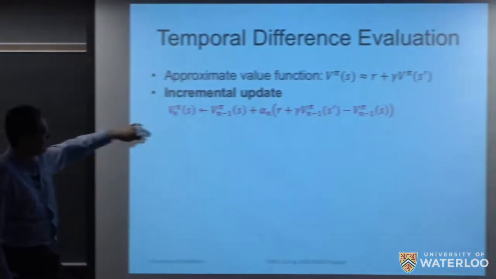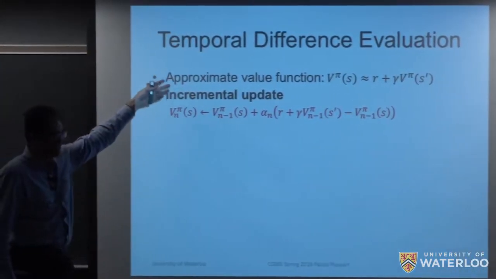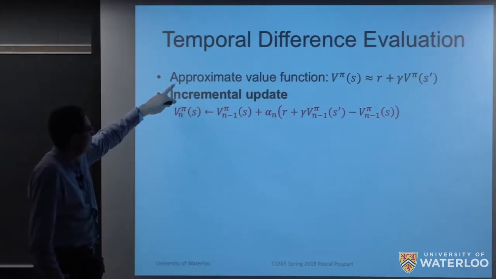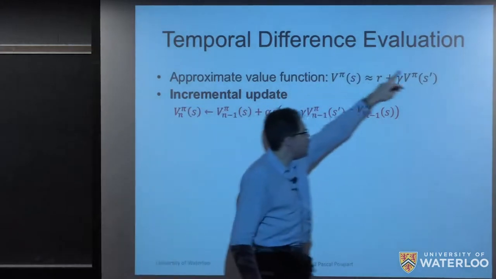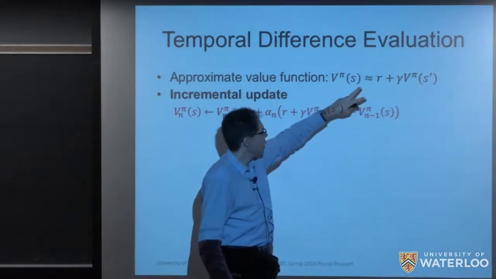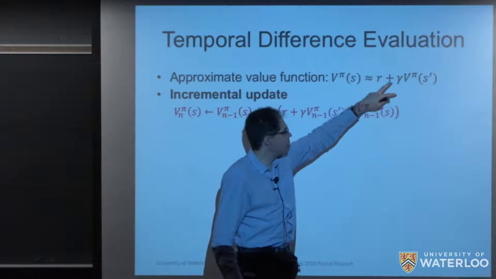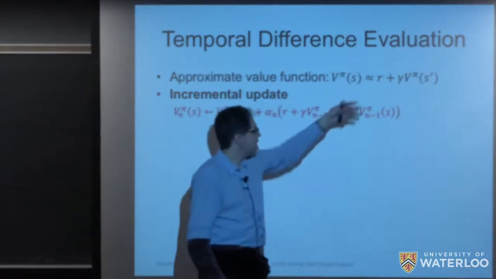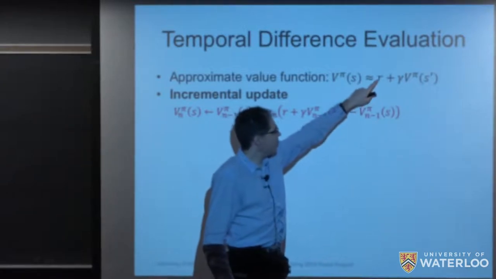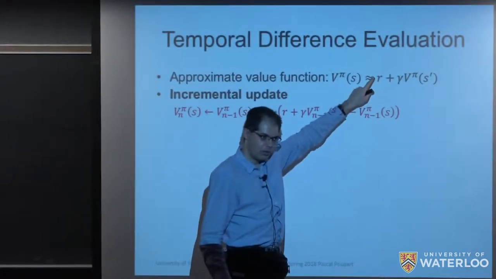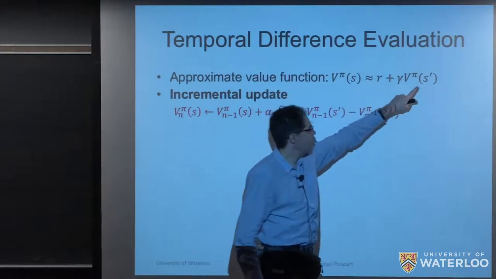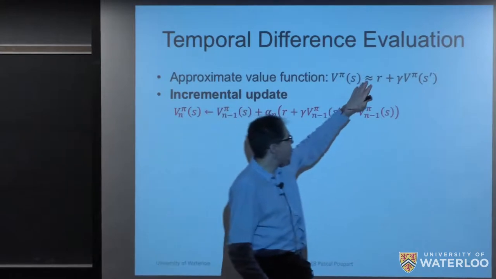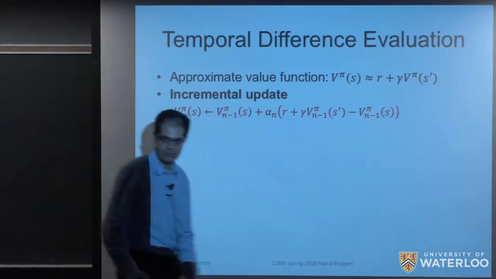Okay, so this is why we have another algorithm known as temporal difference evaluation. And this one, again, uses the approximation where the value function is roughly equal to the current reward plus gamma times the future rewards. If you recall, it's because we have one sample from our reward model, and then one sample S prime from our transition model. So this is roughly a one sample approximation.